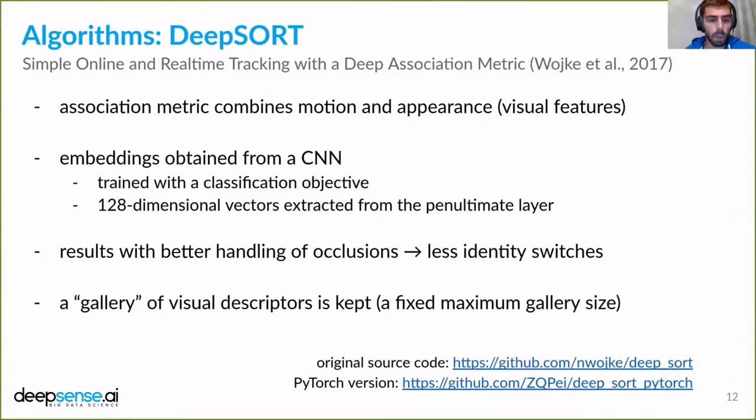And another concept introduced in DeepSORT was a gallery, which is, let's say, a list of the history of these embeddings for each track, which are kept for a fixed number of frames and then forgotten. And when doing the assignment, the nearest neighbor match is performed between the features kept in the gallery and the ones extracted from the new video frame.